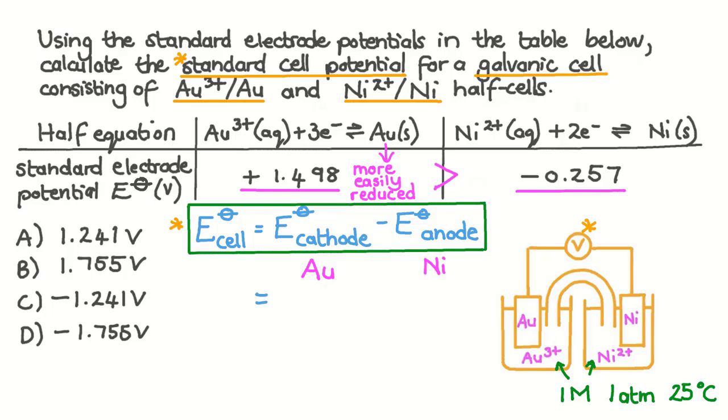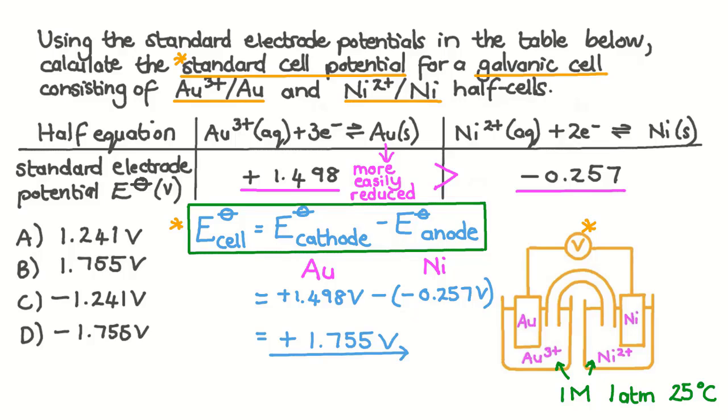Now let's put our values into the equation. E cell is equal to 1.498 volts minus negative 0.257 volts. Be aware of these two negative signs. This gives an answer of positive 1.755 volts. The positive sign tells us that the reaction with gold as the cathode and nickel as the anode is feasible and will occur spontaneously. But what reaction is that?